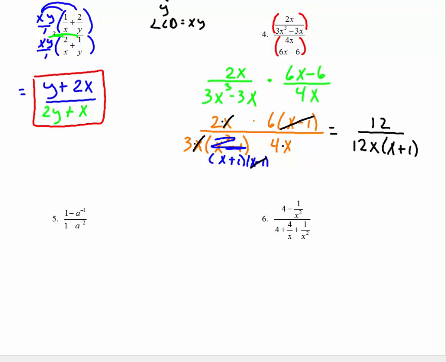Now I see there's a 12 on top and bottom, so I'll cancel the 12 on top and bottom, leaving me with a 1 on top, all over x times x plus 1. If you want to distribute in the x, you can, but you don't have to.